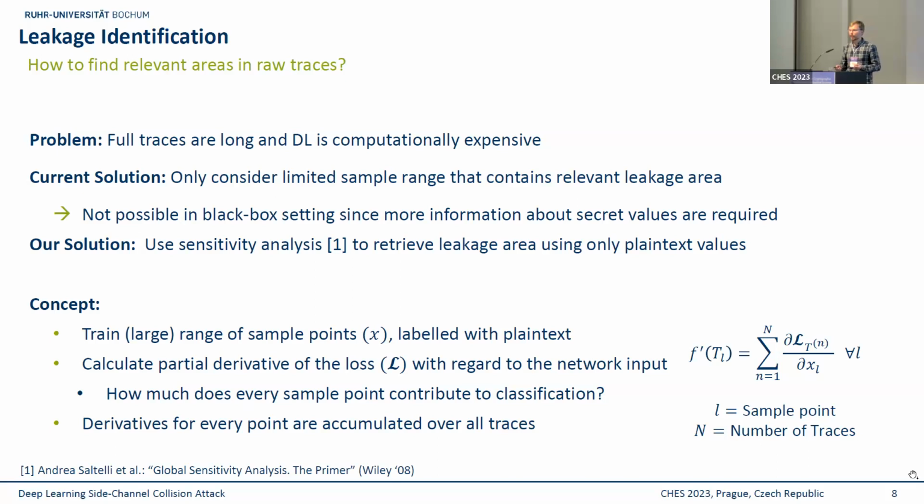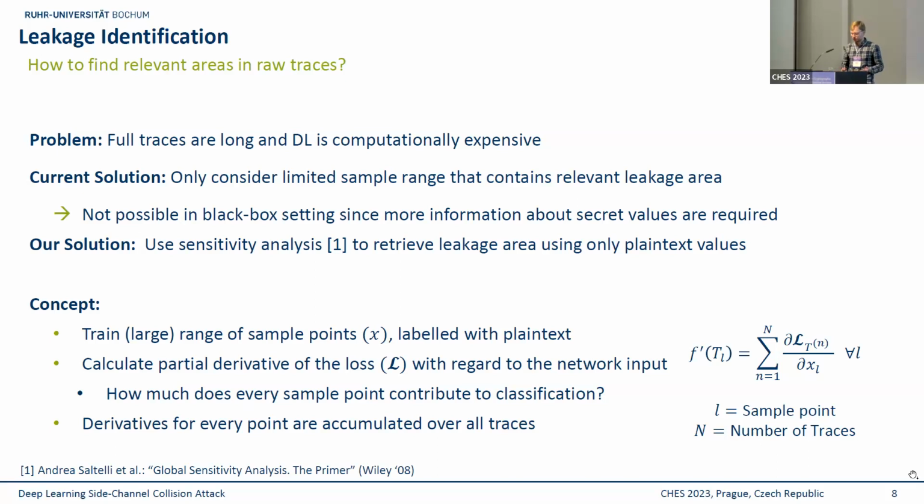So our solution to that was the application of sensitivity analysis, by which the output of the model with regard to some model parameter was analyzed. And this, for example, enables us to provide information about which pixels contribute the most in an image classification, or in our case, we can retrieve the leaking sample points. This was also done by Timon in a similar way, but as he required a key guess for every run, his main intention was to use it as a distinguisher for the correct key. For our approach, we only need the plaintext values.